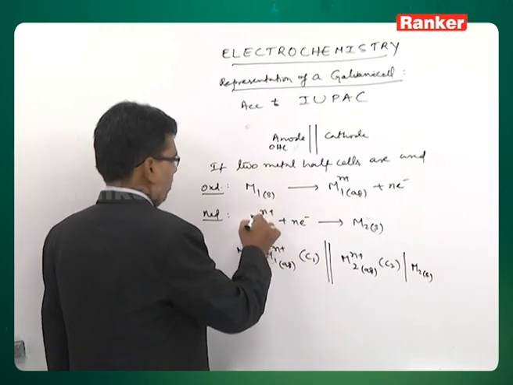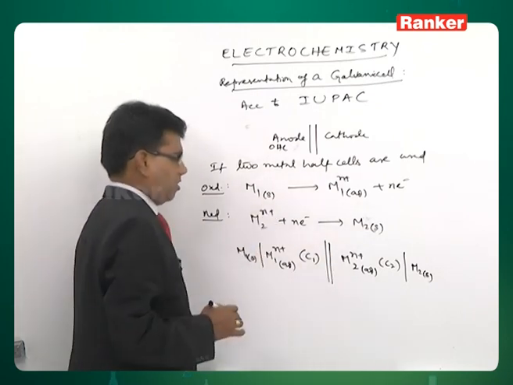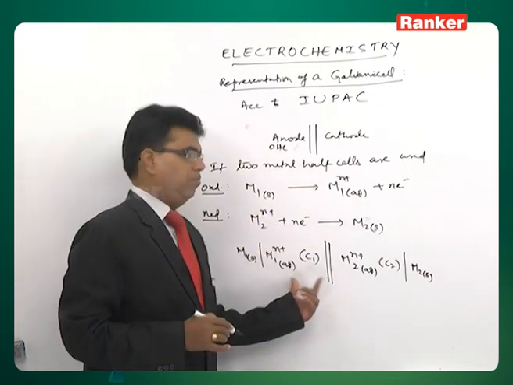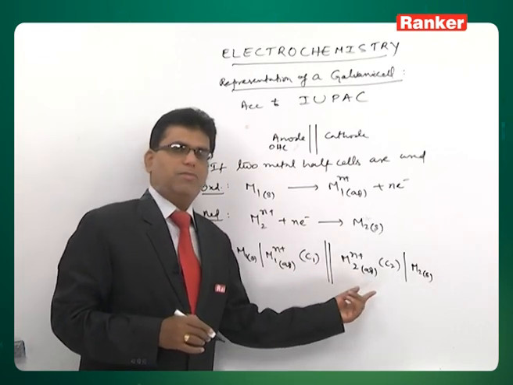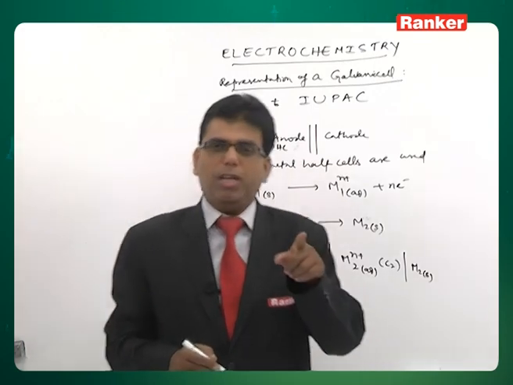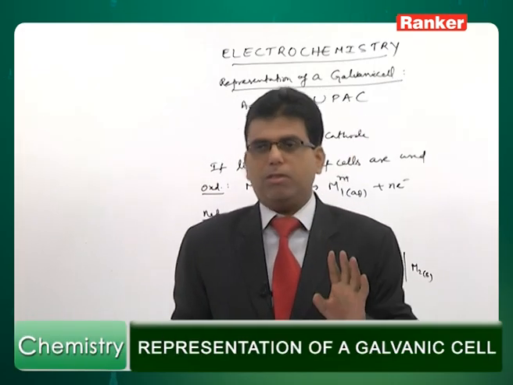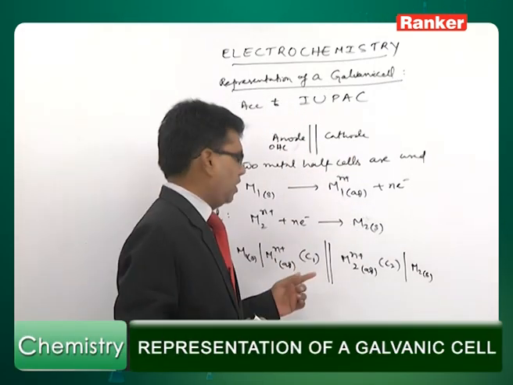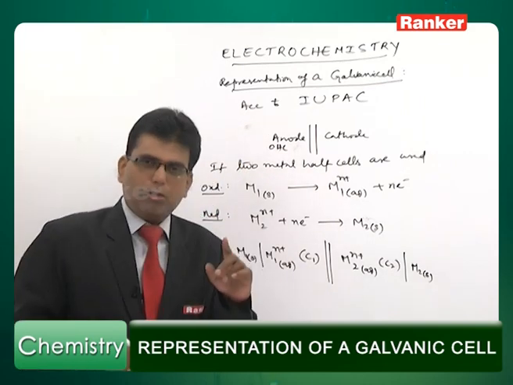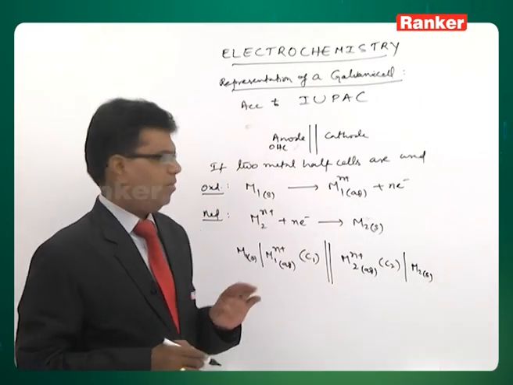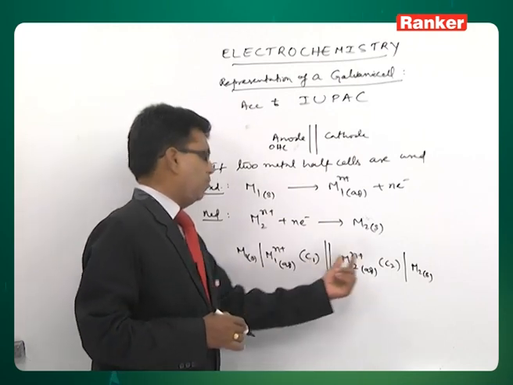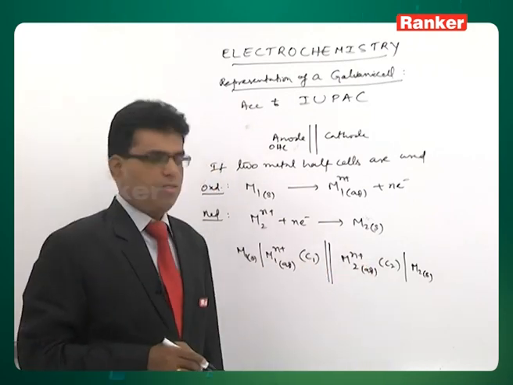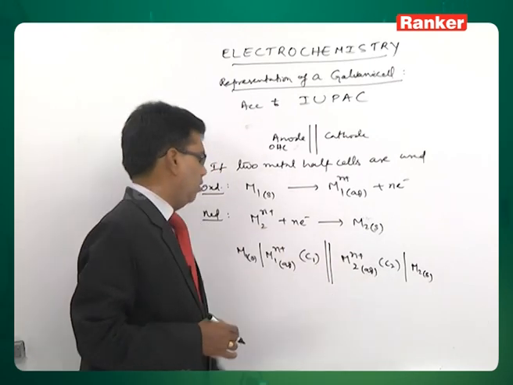So, whenever you have cell reactions like this, this is the cell representation. In both cases, the oxidation half cell and the reduction half cell, we are taking only the metal and metal ion combination. But we can also take a non-metal electrode into consideration. With this metal metal ion notation, we just represent the concentrations of the solutions in brackets.